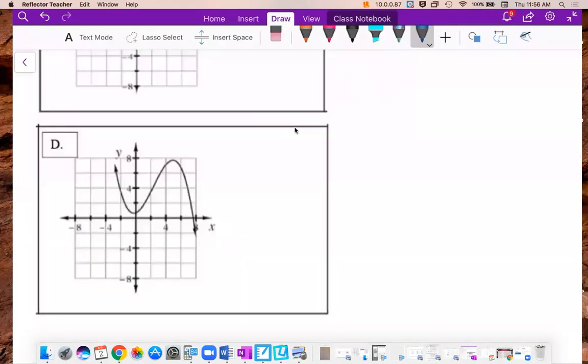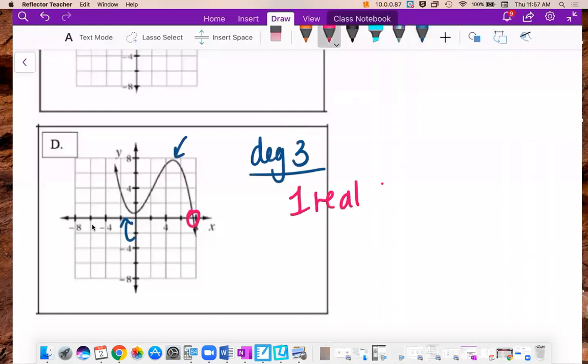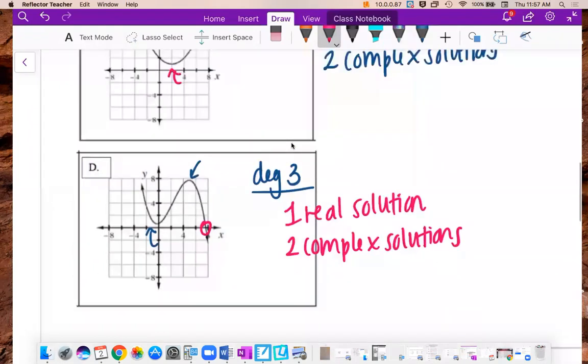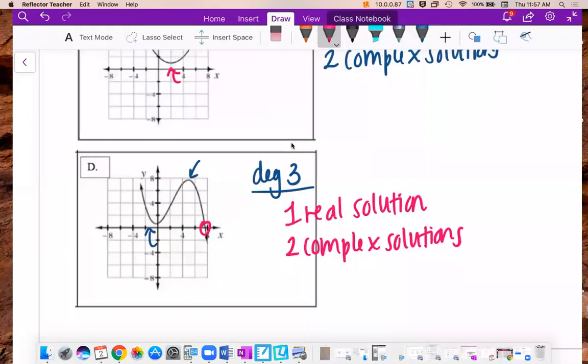Okay, let's do D. So we've got a maximum and a minimum, add 1 to that. This is going to be a degree 3. Second thing we do is look for x-intercepts. So I only see 1 x-intercept right there. And the rest of this graph never touches or crosses the x-axis. So I only have 1 real solution. And then if we know all of our solutions should add up to 3, that means I have to have 2 complex or imaginary solutions. And that's how you identify how many of each type of solution you should have.